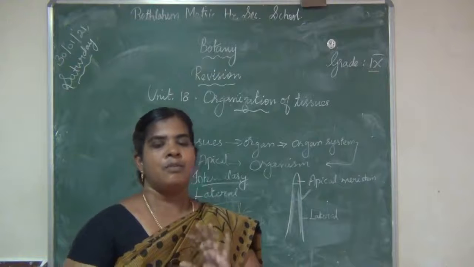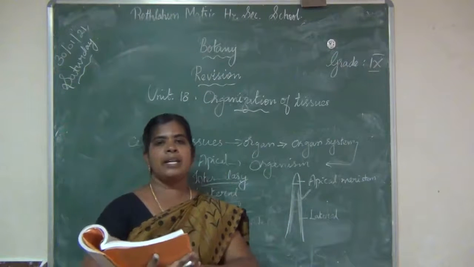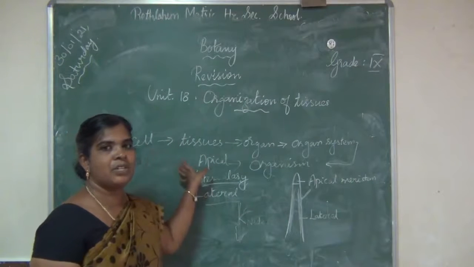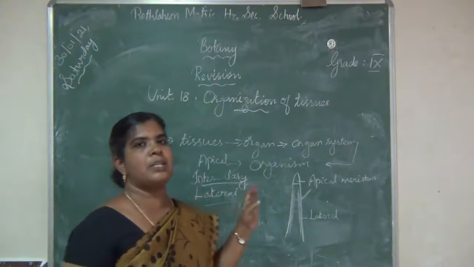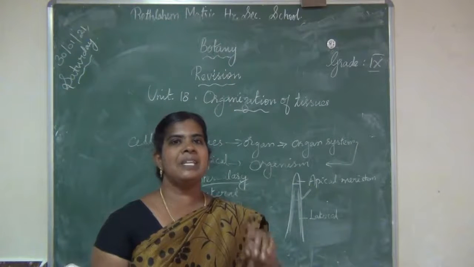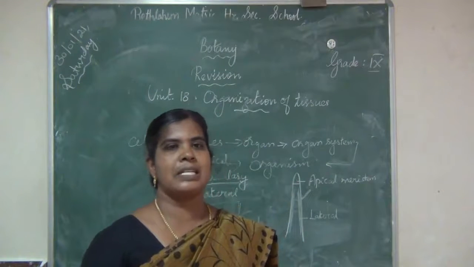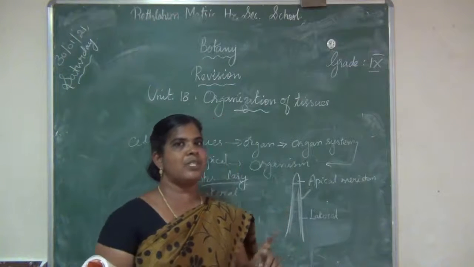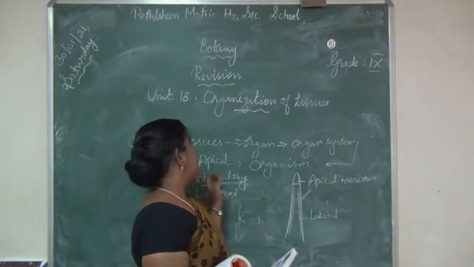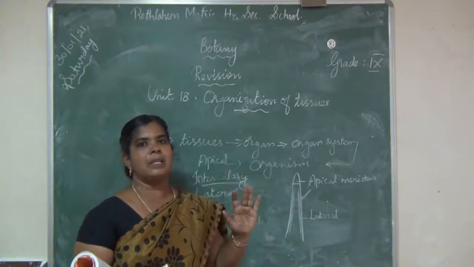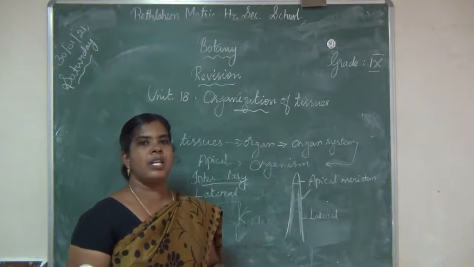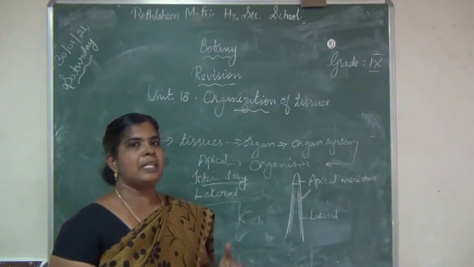Okay, children, what we revised today, you have to write in your notebook. You must know what is tissue, what is cell. Cell is the structural and functional unit of living organisms. Based on the number of cells, organisms are grouped into two: unicellular and multicellular. Uni means single, or one. If the body of an organism is made up of only one cell, it is unicellular. Example, bacteria, protozoans. If the body is made up of millions of cells, it is multicellular. Example, higher plants and animals.